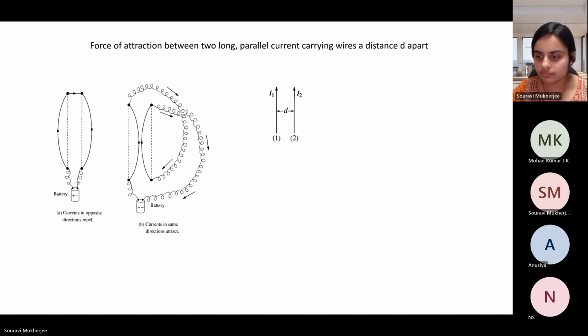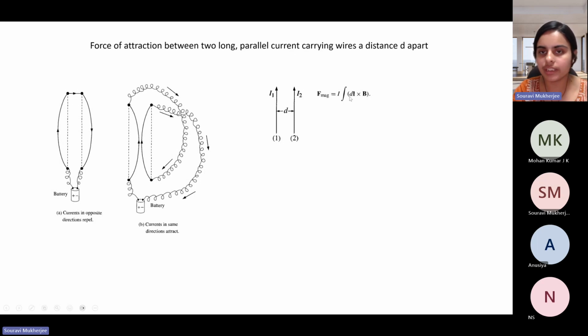So now what you can see here is that you have these two wires carrying currents I1 and I2, and the distance between them is given as d. Now, this is the force expression.